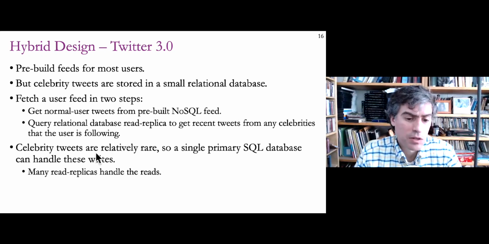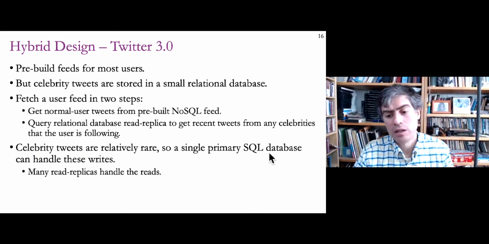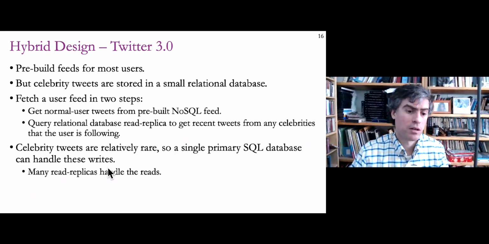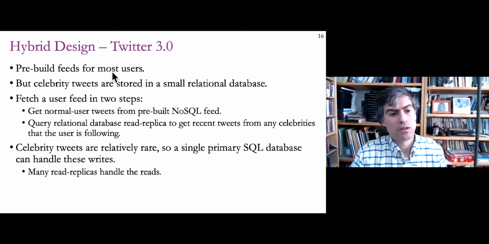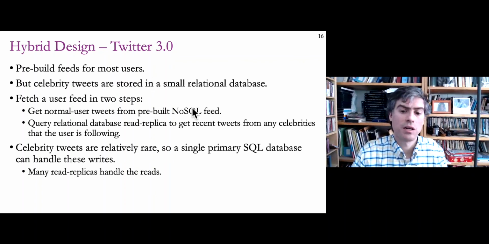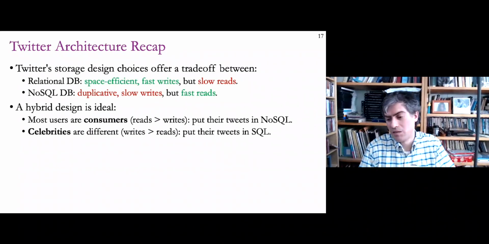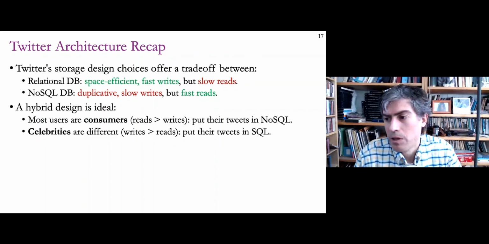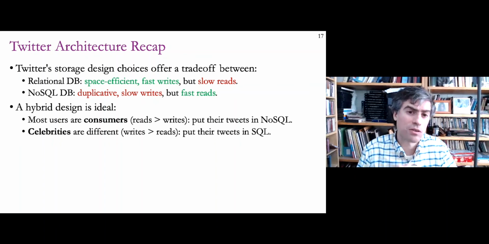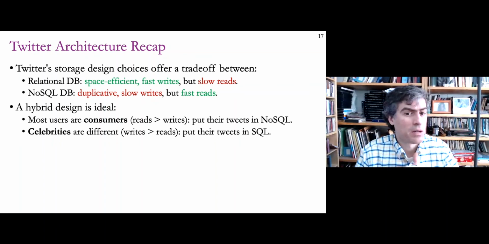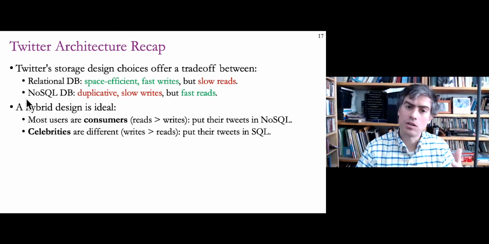And of course, like I said, the reason this works is because celebrity tweets are pretty rare. A single primary SQL database can handle all those writes, and then read replicas handle all the reads that are happening. Whereas for regular users, the tweets are going through the slower process of asynchronously updating the feeds for all the followers. Okay, so that was the lesson of today. I hope that was useful. Not really anything new here in terms of building blocks, but a review that really puts into practice the ideas of both asynchronicity and understanding the trade-offs in databases, and making a pretty clever design that combines the best of both worlds.